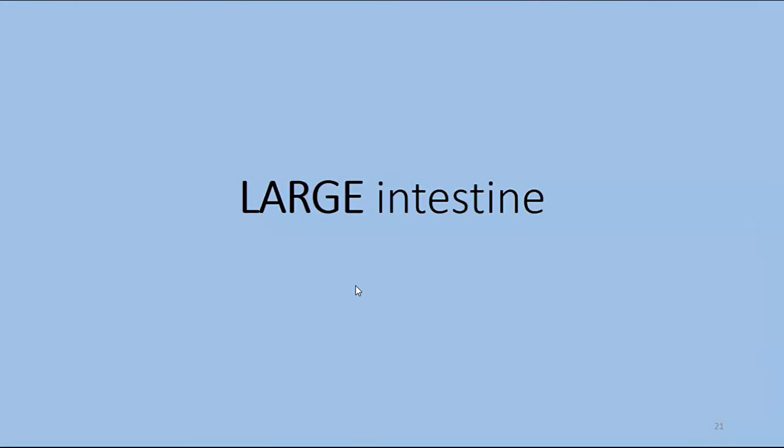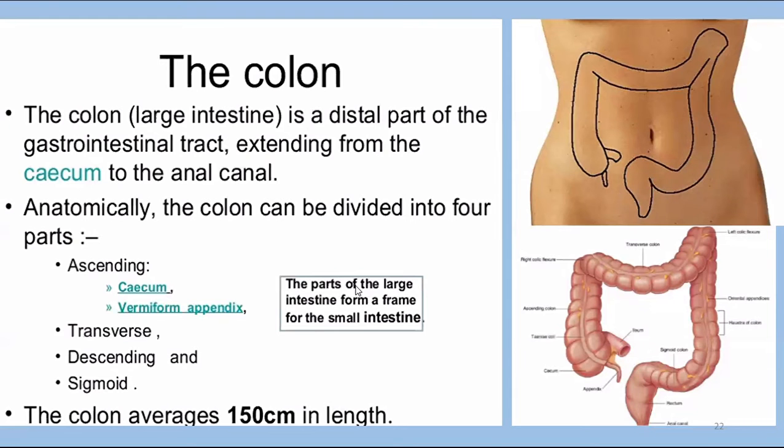Now we go to the large intestine. The colon is the distal part of the gastrointestinal tract. It extends from the cecum to the anal canal. Anatomically, the colon is divided into four parts: the ascending, the transverse, the descending, and the sigmoid colon. It averages 150 centimeters.